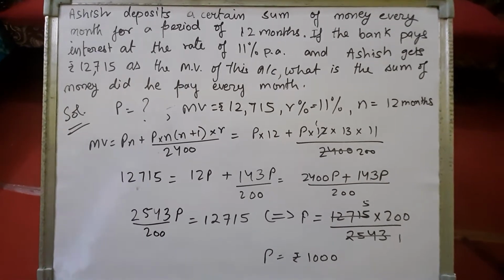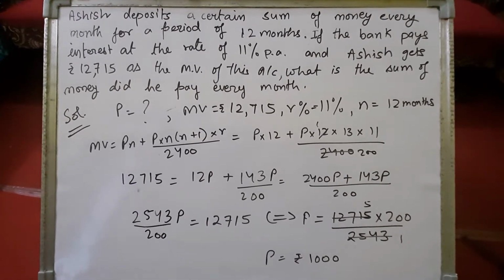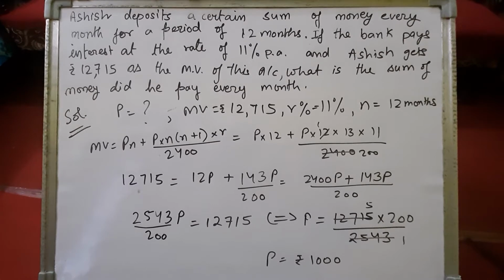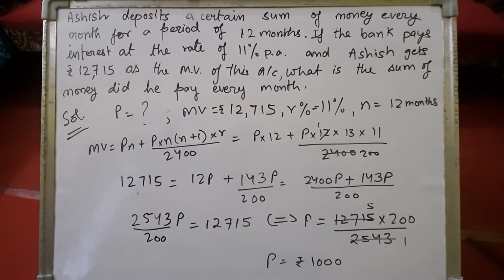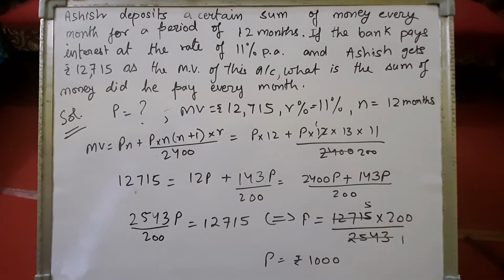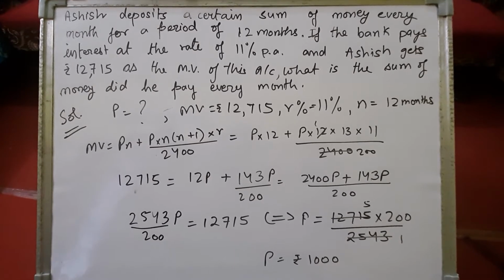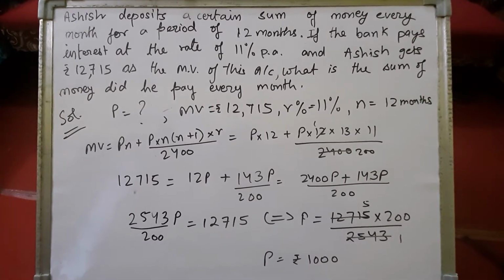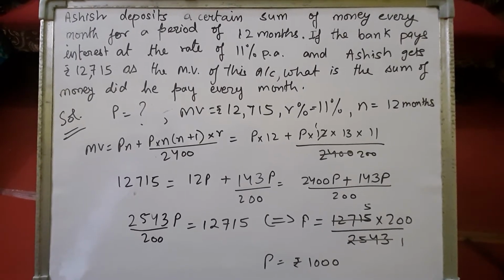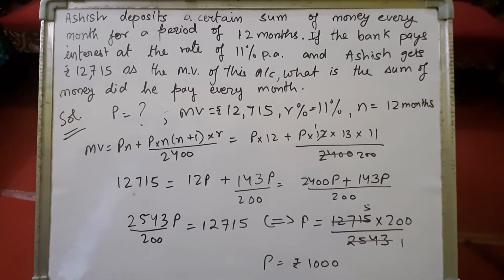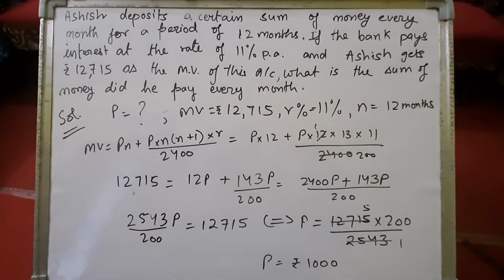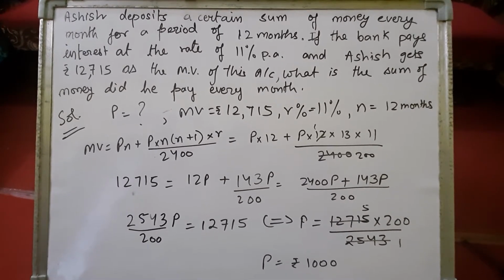Let's see another sum, children. In this sum, the question says Ashish deposits a certain sum of money every month for a period of 12 months. If the bank pays interest at the rate of 12% per annum and Ashish gets rupees 12,715 as the maturity value of this account, what sum of money did he pay every month? That means now we have to find the value of P, which is the amount that has to be deposited every month.